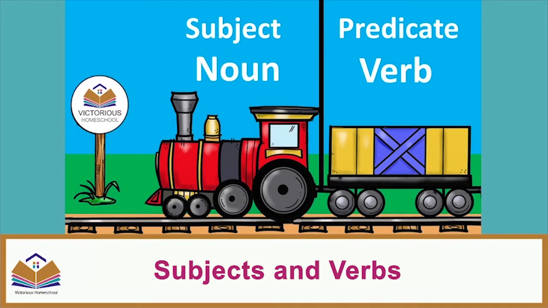The first thing to consider is that subjects are actually nouns, and that predicates usually start with a verb. So essentially, we have subject nouns and predicate verbs. Now, if they don't agree, we are in big trouble.